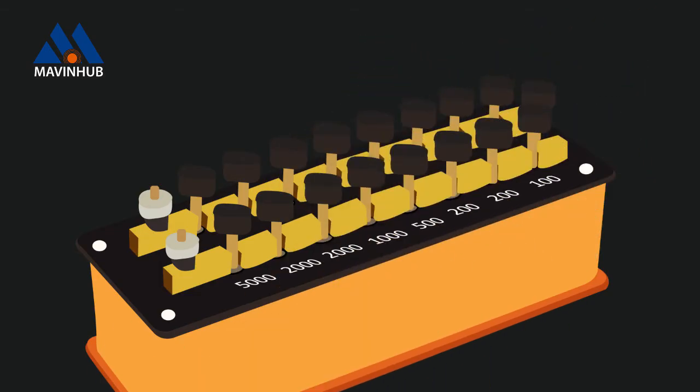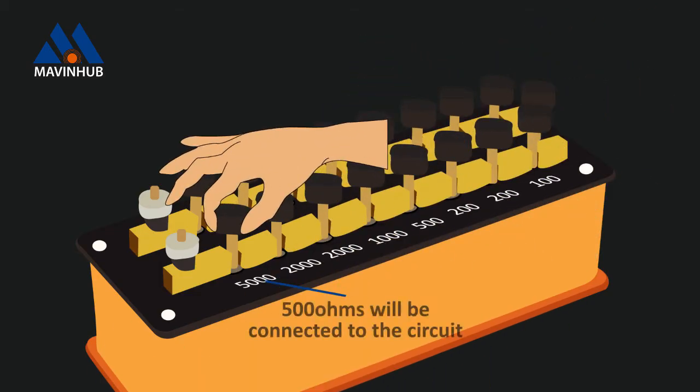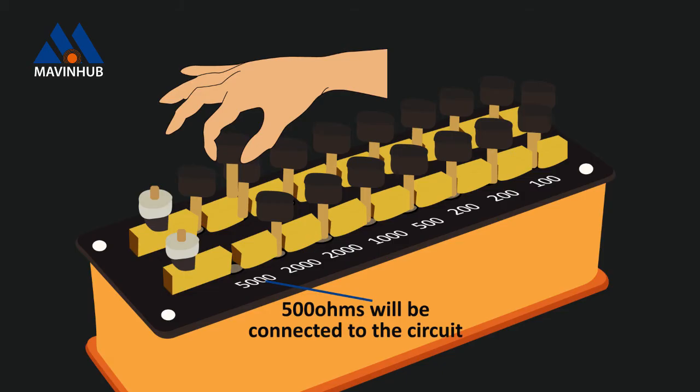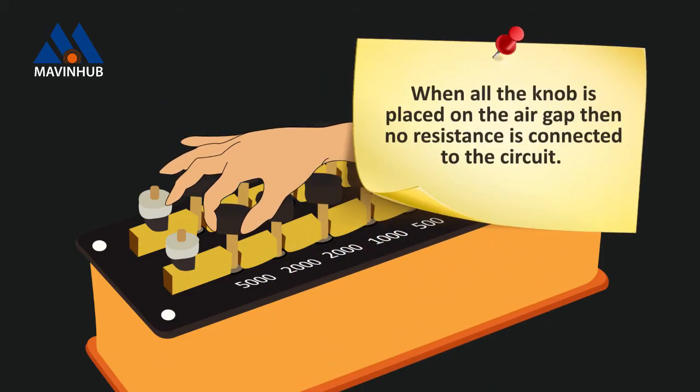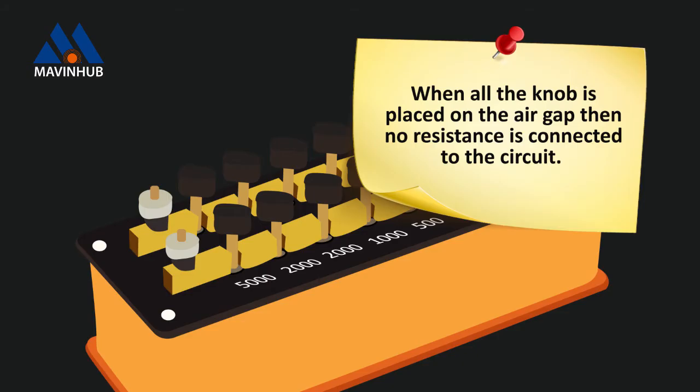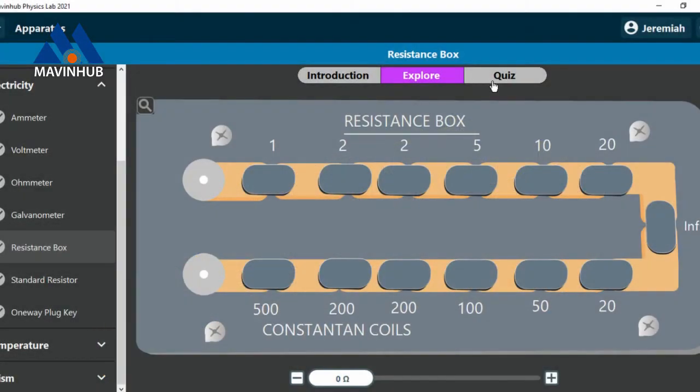For example, by removing this knob, 5000 ohms will be connected to the circuit. When all the knobs are placed on the air gap, then no resistance is connected to the circuit. Let's take a quiz.